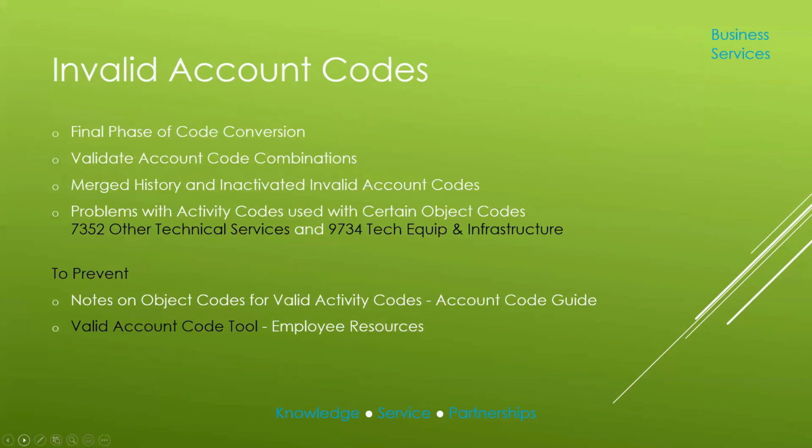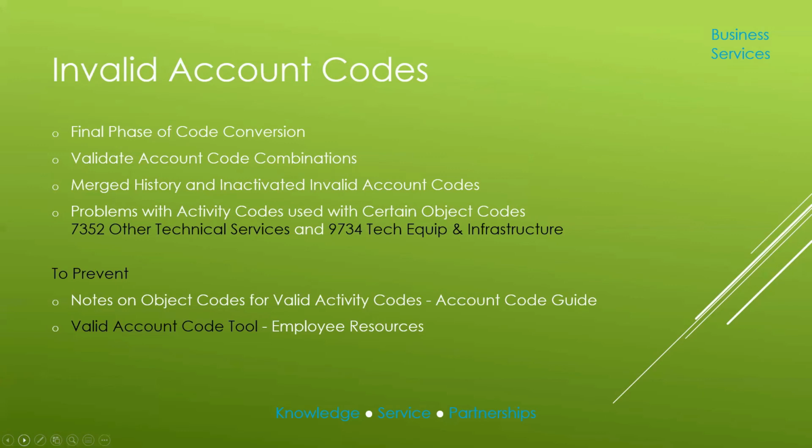In the final phases of all the account code conversions, we also got prescribed account code combinations. We also had to validate our account code combinations, and there were many errors. We were merging history and inactivating invalid account codes. Now, there are some problems that we're having with activity codes that are used with certain object codes. I want to highlight a couple.